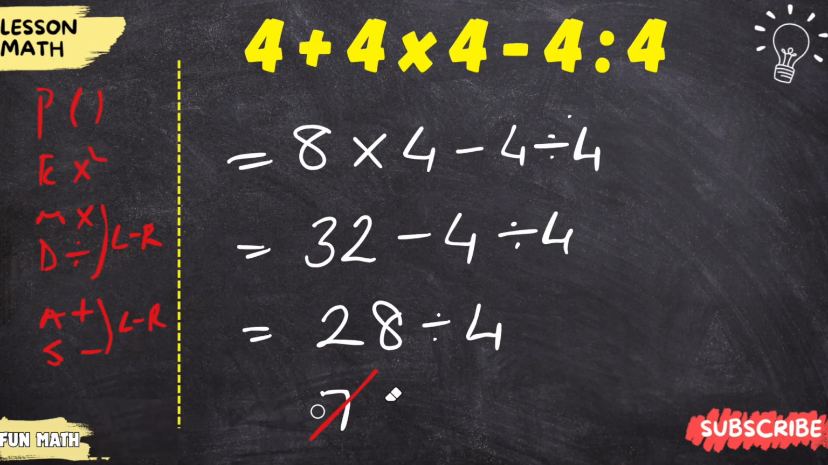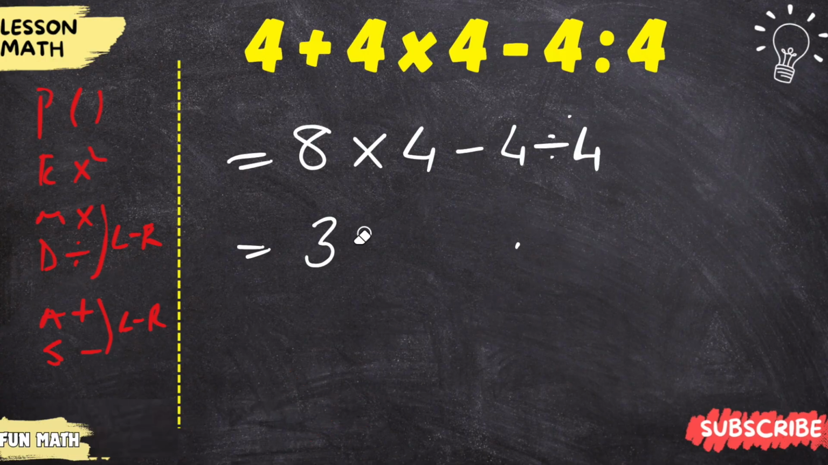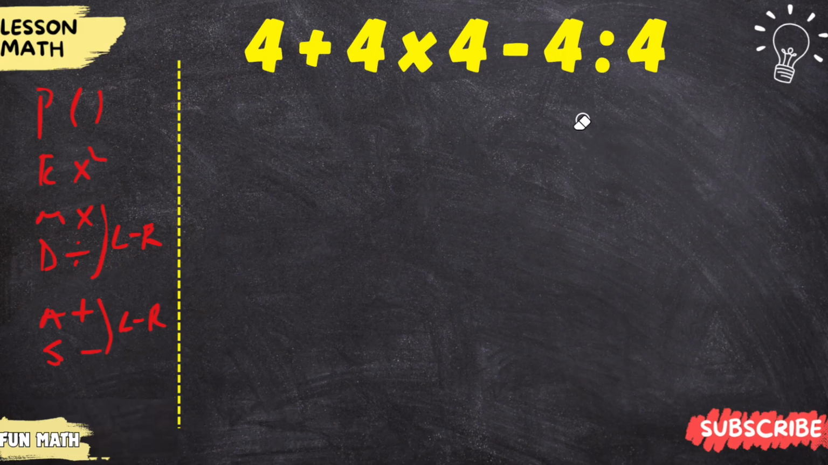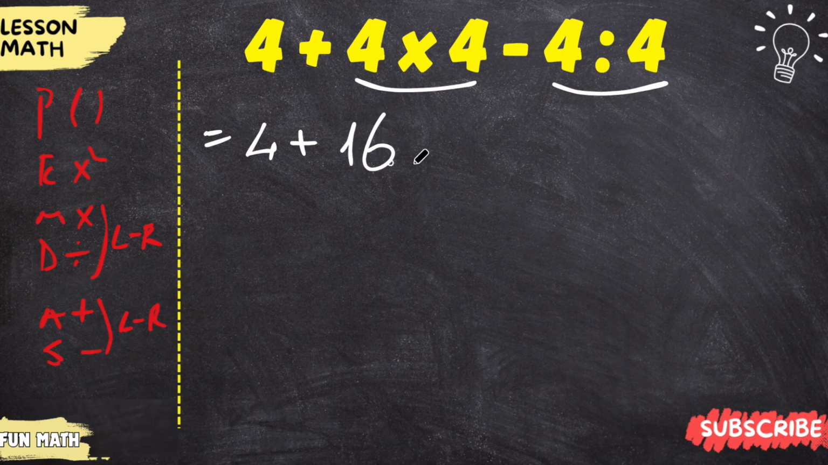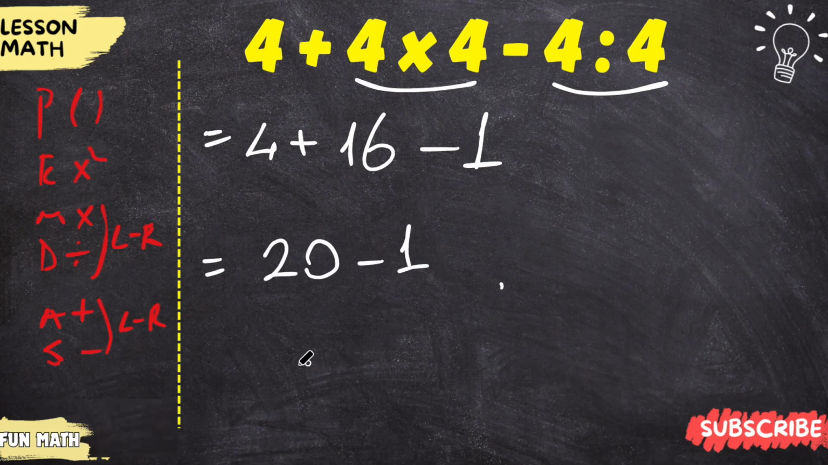Now, let's solve the question using these rules. First, we multiply and divide. 4 times 4 equals 16. 4 divided by 4 equals 1. Now we add 4 plus 16 equals 20. Finally, we subtract. 20 minus 1 equals 19.